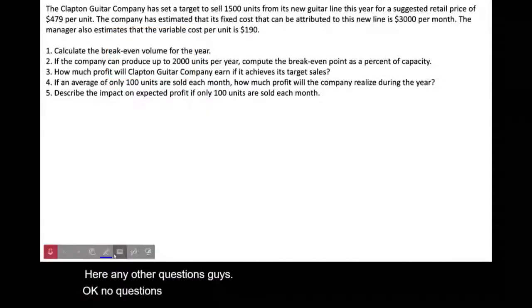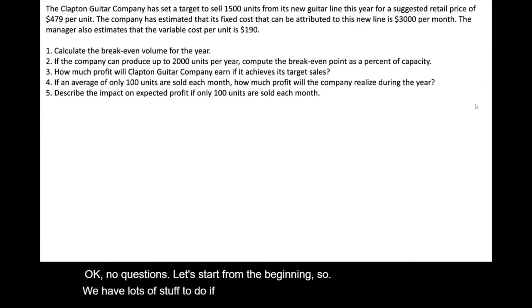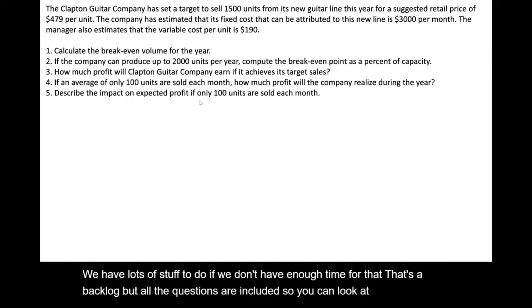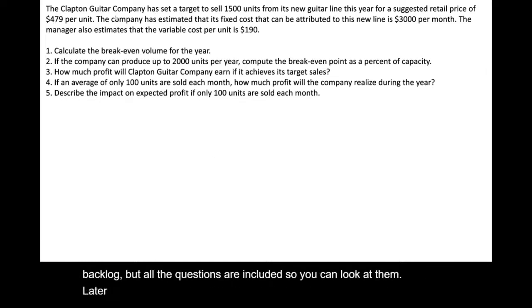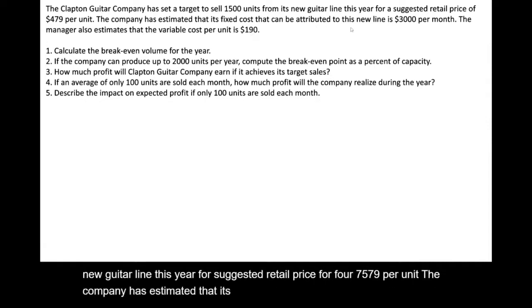Okay, no questions. So let's start from the beginning. We have lots of stuff to do. If we don't have enough time for that, well, that's a backlog, but all the questions are included so you can look at them later. So the Clapton Guitar Company has set a target to sell 150 units from its new guitar line this year for a suggested retail price of $475.79 per unit. The company has estimated that its fixed cost attributed to its new line is $3,000 per month.